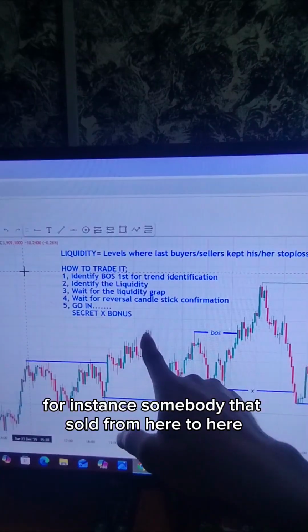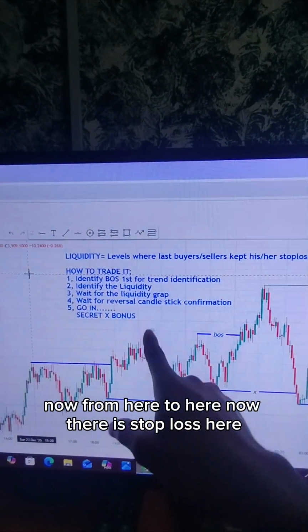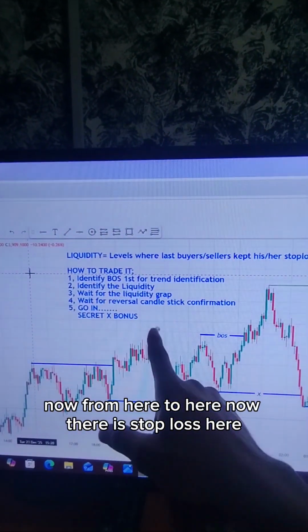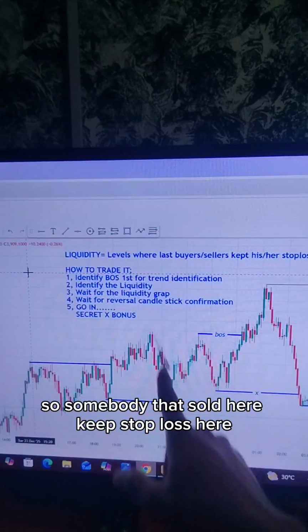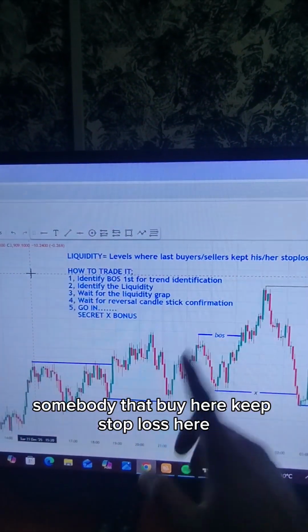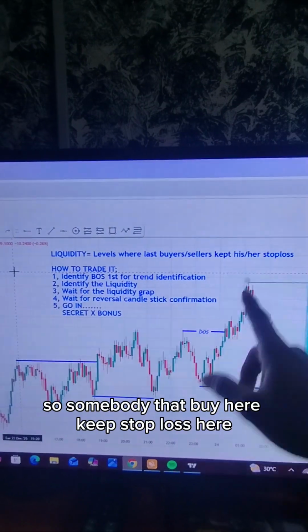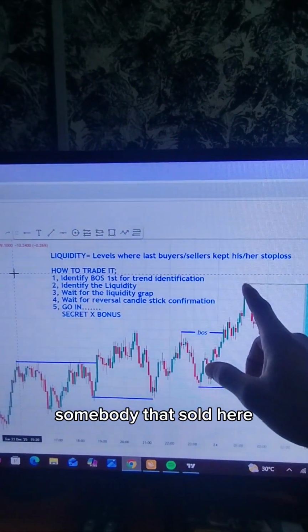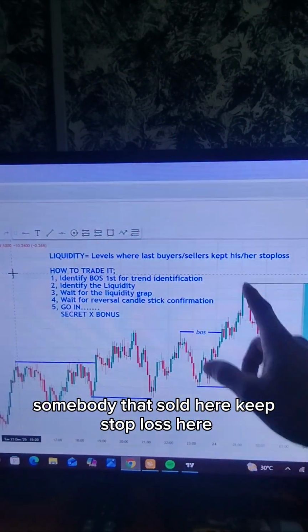For instance, somebody that sold from here to here, there is a stop loss here, there is a stop loss here. So somebody that sold here keeps the stop loss here. Somebody that bought here keeps the stop loss here. Don't forget that. Somebody that bought here keeps the stop loss here. Somebody that sold here keeps the stop loss here.